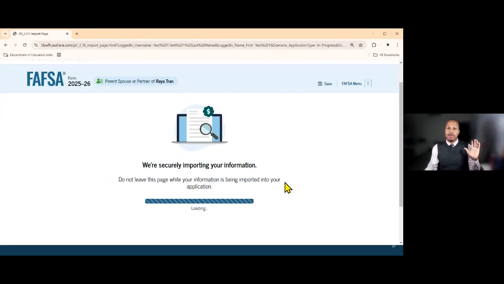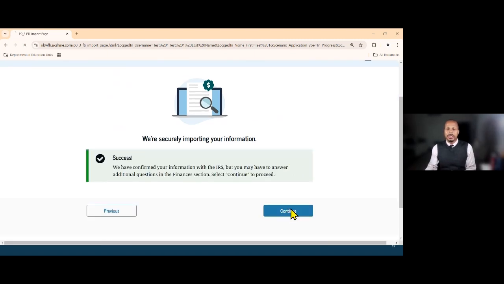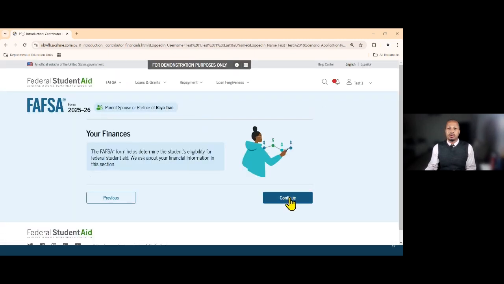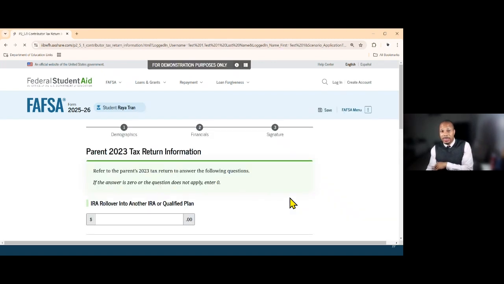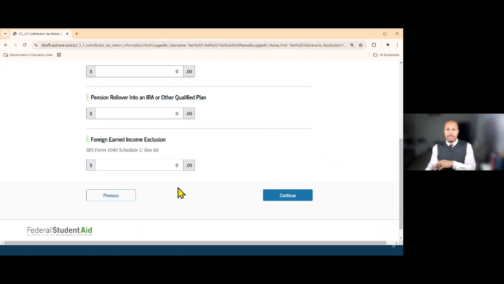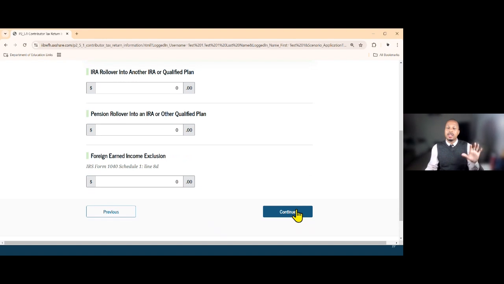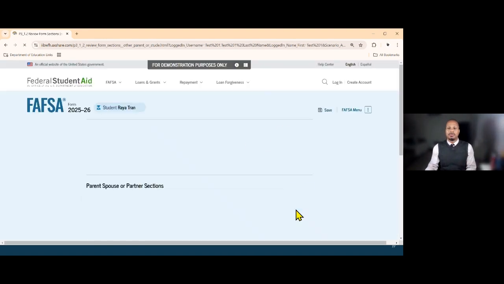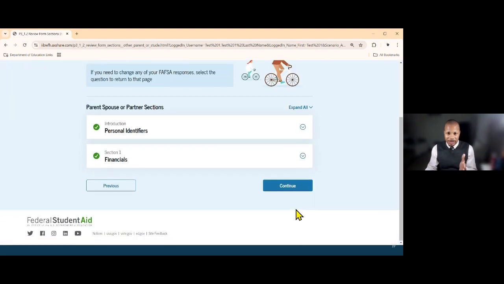All the information that they have already provided with the IRS is grabbing and pulling and ready to populate onto the FAFSA form itself. They'll jump right into the financial part of it. As you can notice, it's already been pre-populated. The other parent has already provided that information, and that's it for them.